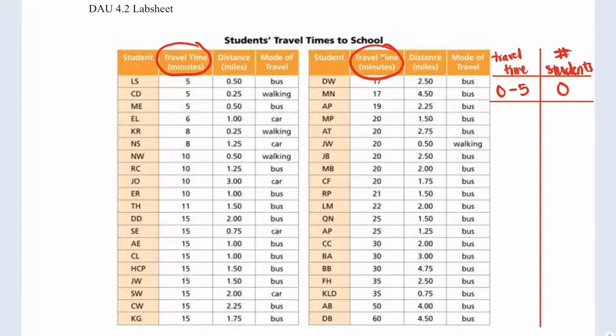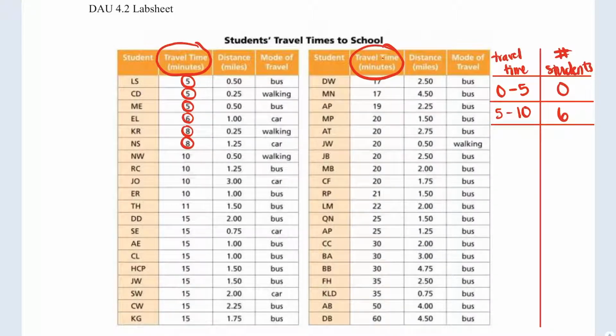Okay? And the reason why we're skipping 5 is because 5 is going to be included in our next time interval here, which is 5 to 10 minutes. So I'm looking for numbers between 5 and 10, but not including 10. Okay, so let's count in my table. I have 1, 2, 3, 4, 5, 6. I have 6 students between 5 and 10, but not including 10.